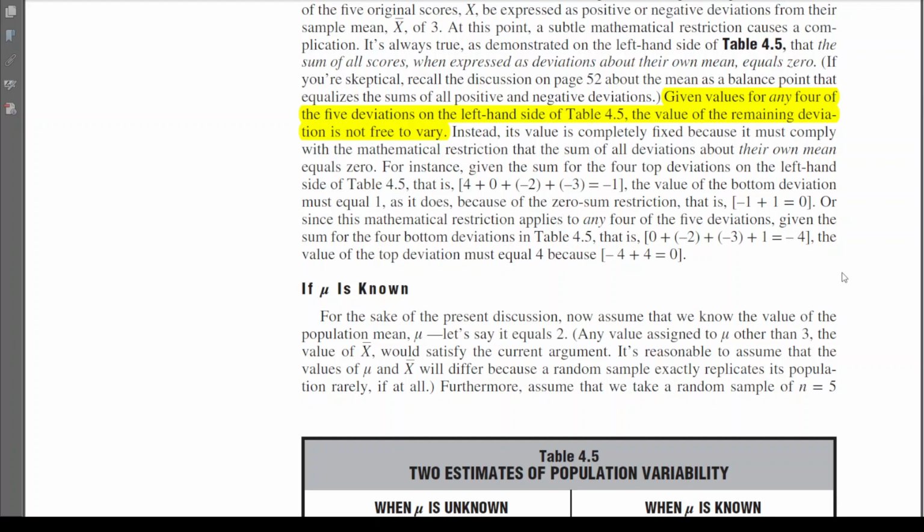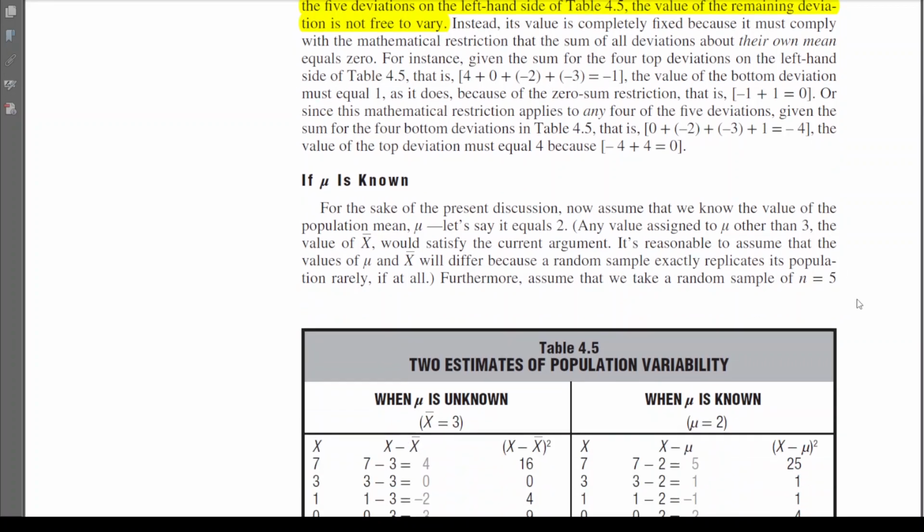So, in case we have 5 observations and we are given any 4, we are able to measure the variability of the fifth score based on the sum of variabilities of the initial 4 scores.